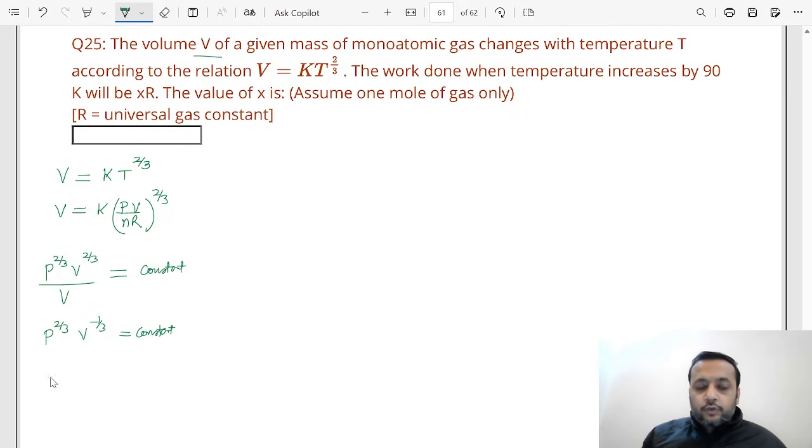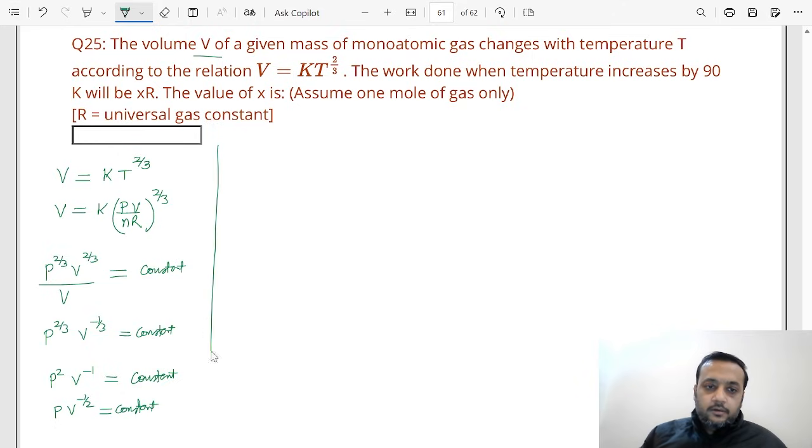If you cube this, it becomes P squared into V to the power minus 1. The cube of a constant is also a constant. For example, if the constant is 2, then 2 cubed becomes 8, which is also a constant. Now if I take the square root of this whole equation, we get pressure to the power 1 and volume to the power minus half. The square root of a constant is again a constant. So effectively, we have the equation of this process in terms of pressure and volume as PV to the power minus half equals constant, which is the process equation of a polytropic process.